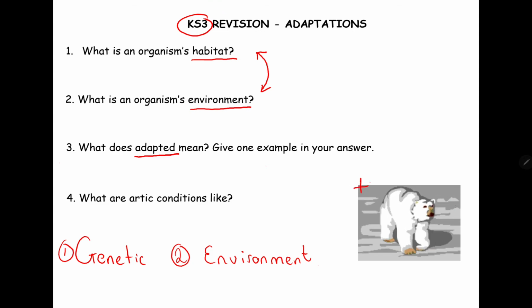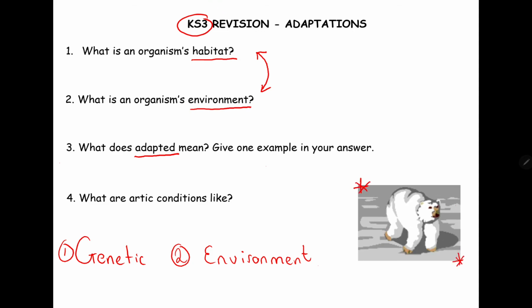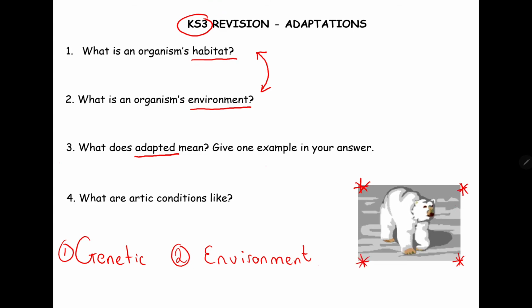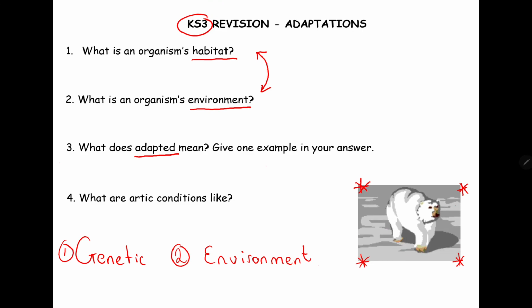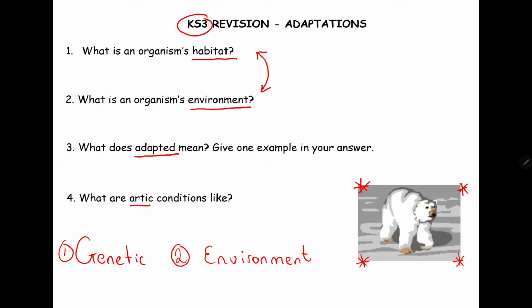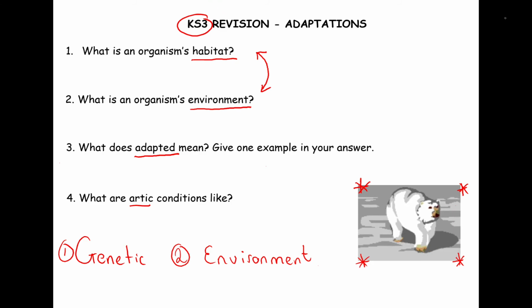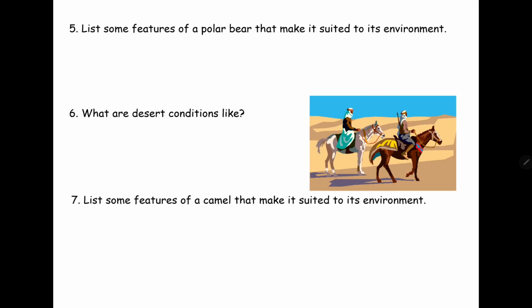And we actually have a little clue here of something we can use as an example of some animal that has been adapted. Number 4, what are Arctic conditions like? So obviously they're very cold. Give me a little bit more detail than that. Number 5, list some features of a polar bear that make it suited for its environment. So think about the Arctic conditions that you've listed. How does a polar bear adapt to survive in that condition?